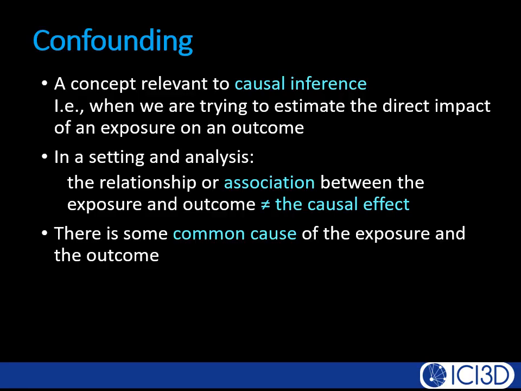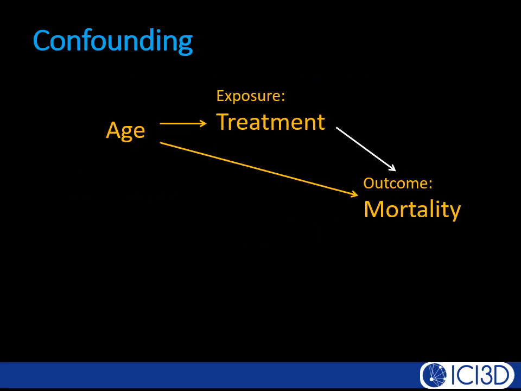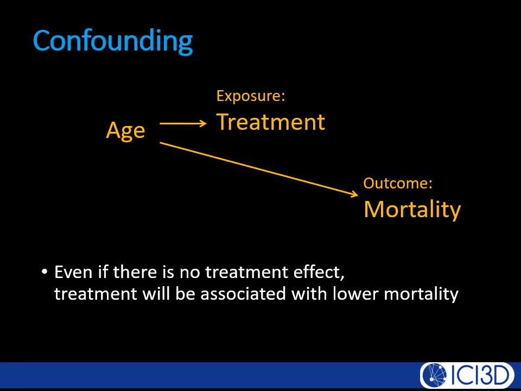In a particular setting and in a particular analysis, there is confounding if the relationship or association that can be measured between the exposure and the outcome is not equal to the causal effect. And this is typically because there is some common cause of the exposure and the outcome. Going back to our example, suppose that in fact age did influence whether a person chose to use the supplement or not, with younger people being the ones who generally opted for treatment. Younger adults also generally experience lower mortality rates than older adults.